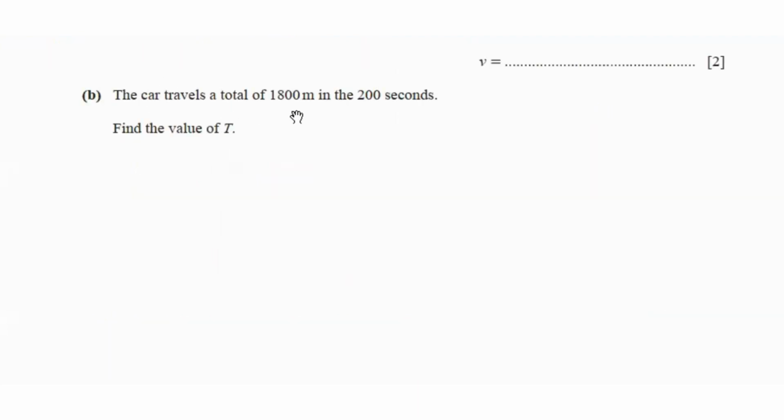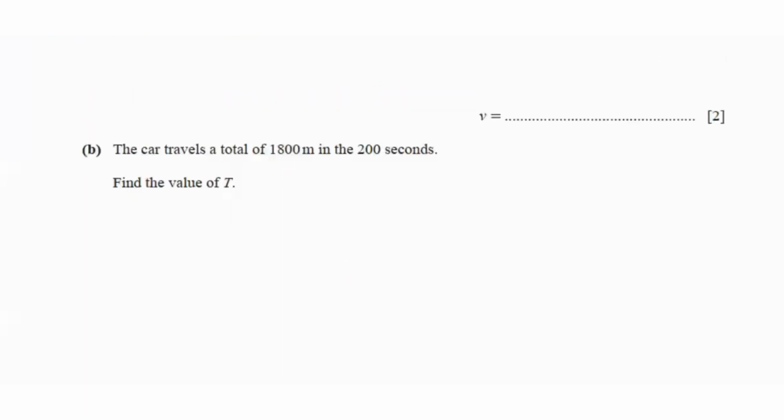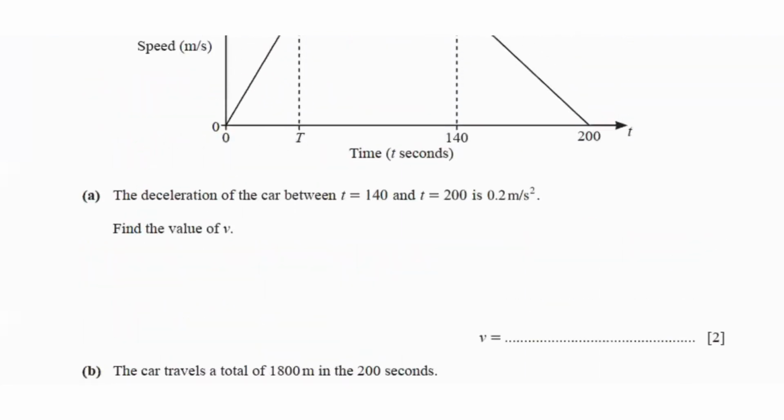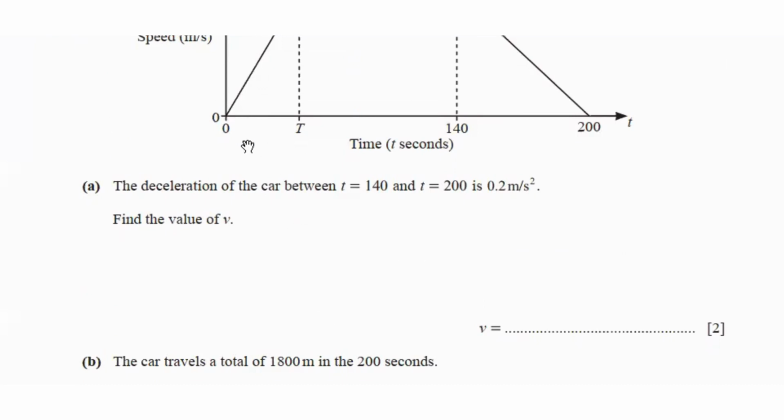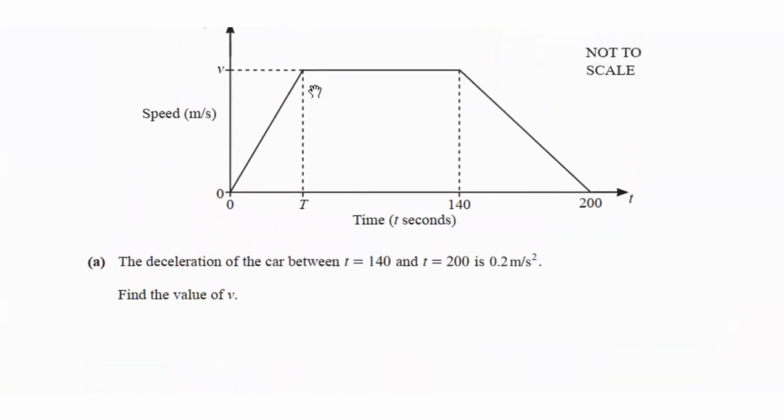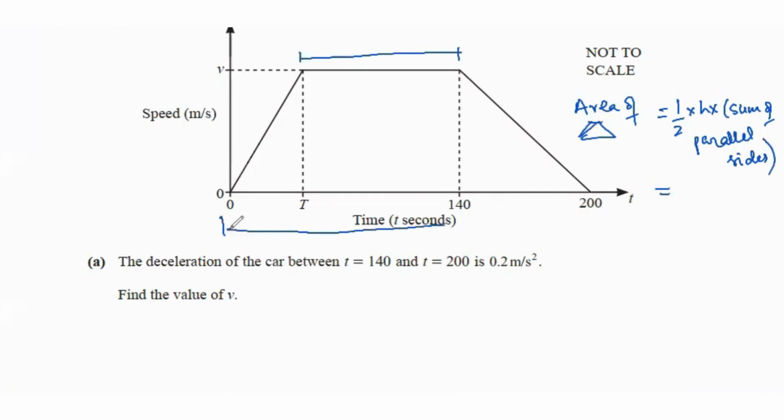Part B says the car travels a total of 1800 meters in the 200 seconds. Find the value of t. Now remember, whenever we have a speed time graph, the area under the graph gives you the distance, and the slope gives you the acceleration. Since we're talking about the distance, we first see what type of shape we have. This is a trapezium, and the area of a trapezium is 1 over 2 times height times the sum of parallel sides. Our parallel sides are this and this, and the height is this, which we have calculated as 12.